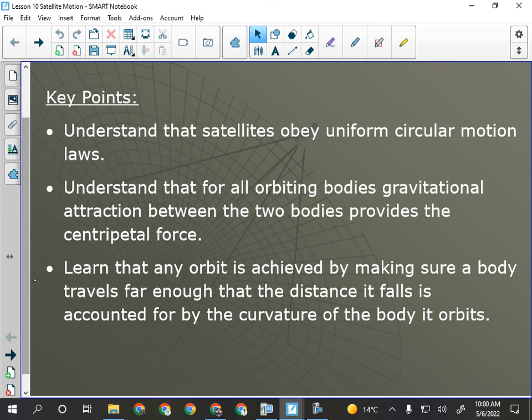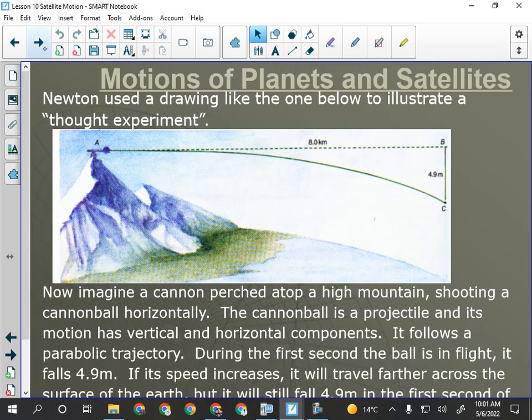Okay. Understand that for all orbiting bodies, gravitational attraction between the two bodies provides the centripetal force. That means we're using Newton's universal law of gravitation, or big FG. And we need to learn that any orbit is achieved by making sure a body travels far enough that the distance it falls is accounted for by the curvature of the body that it orbits.